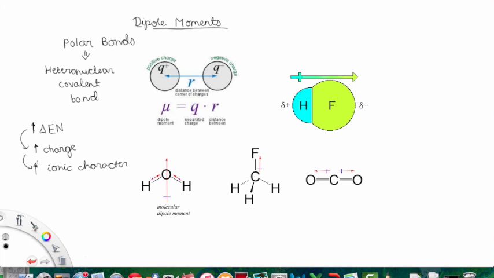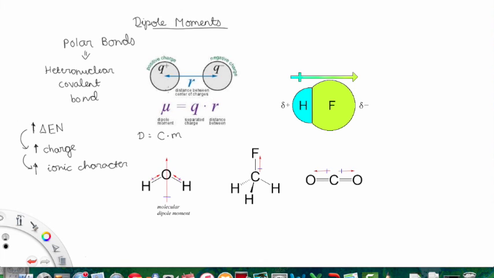The charge difference can be measured and is called an electric dipole moment. It's given the letter mu right here, and this is in units called debye, which is given this term D. This is in coulombs and meters, where coulombs is a unit for charge and meters is a unit for distance. So if you look at this equation right here, the dipole moment is equal to the separated charge multiplied by the distance between them.